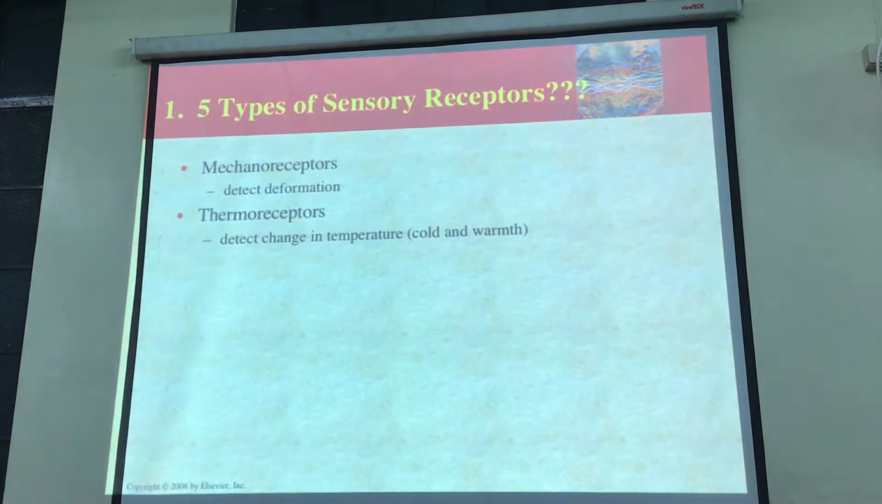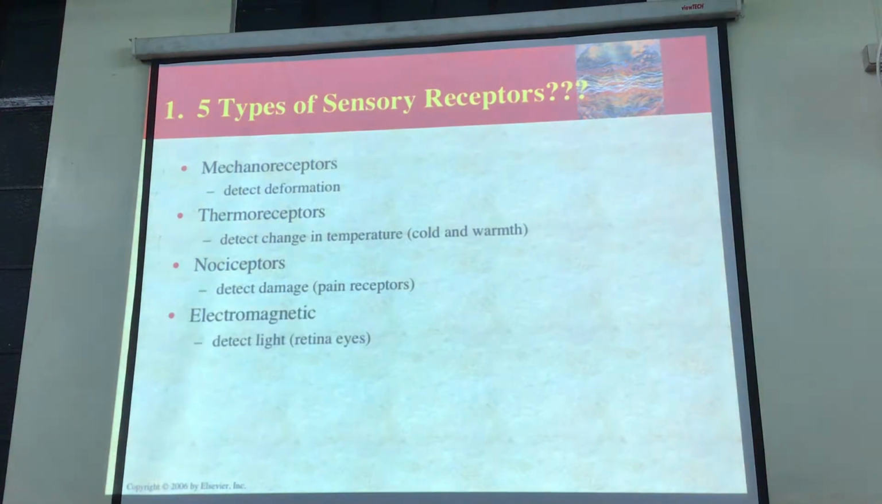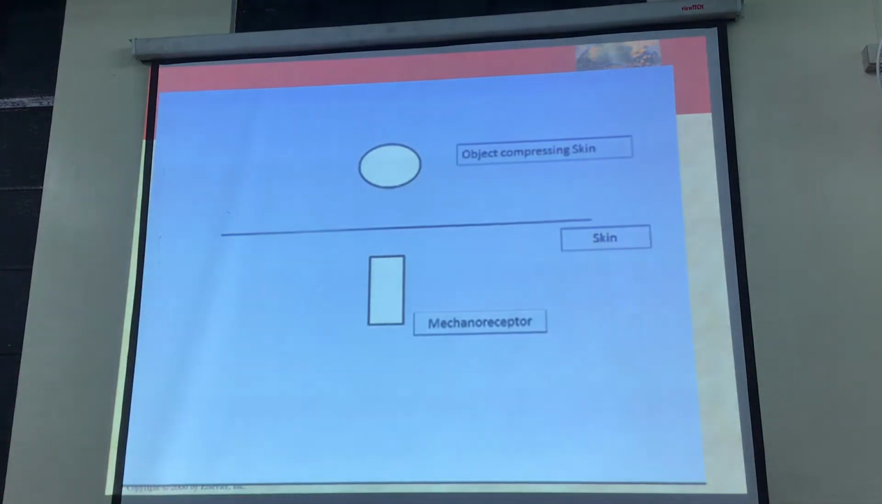What about that which brings about damage? Nociceptors. Okay, that is for pain. And that detects light, electromagnetic receptors. Okay, in your eyes. And for taste, smell, chemoreceptors. So that is how it works.